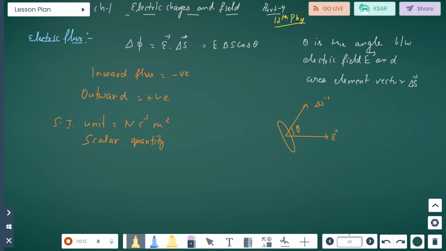Electric flux is delta phi equals E dot delta s, or we can say E delta s cos theta, where theta is the angle between electric field E and area element vector delta s. Inward flux is negative, outward flux is positive. The SI unit is N C^-1 m^2 and it is a scalar quantity.